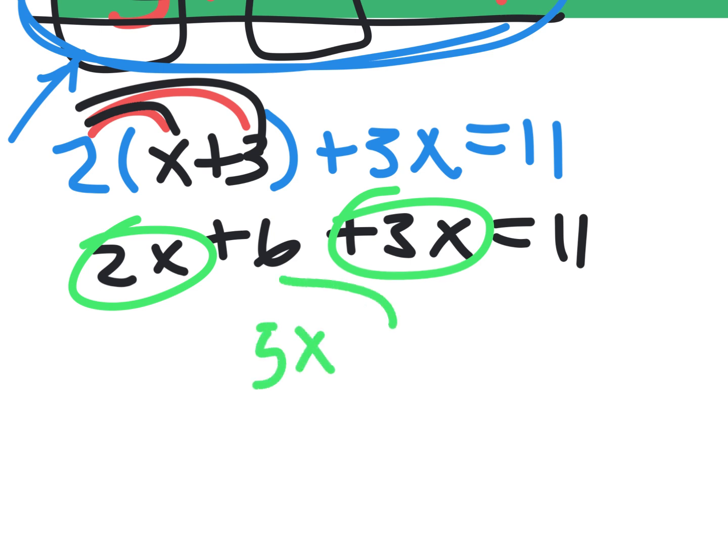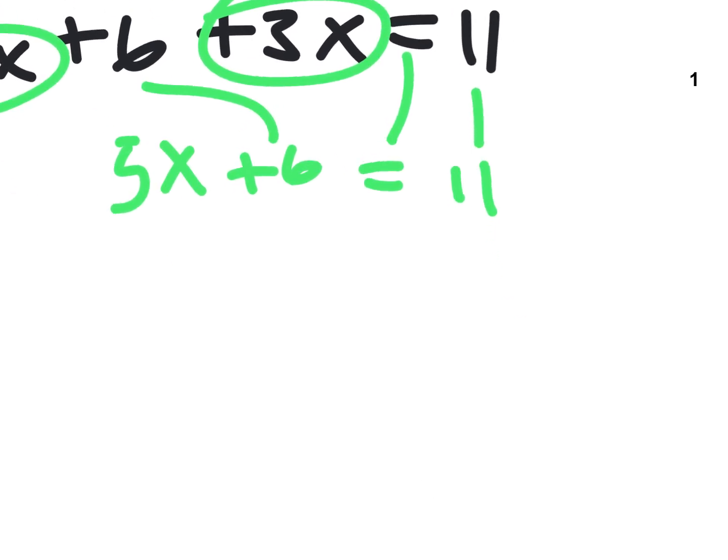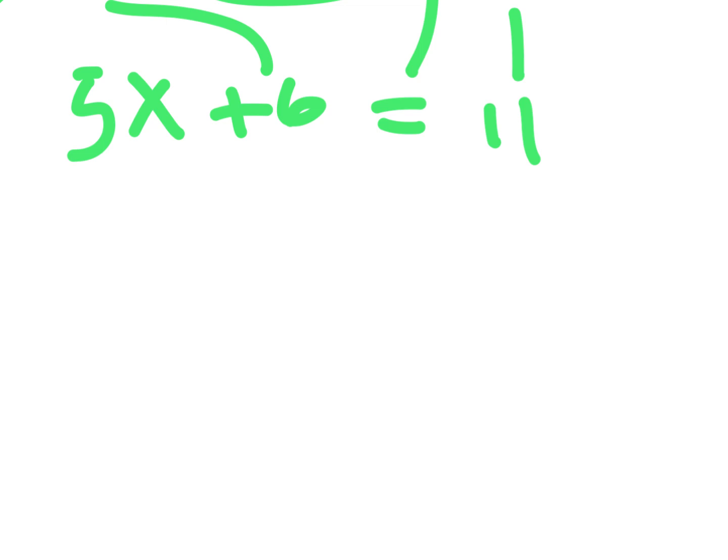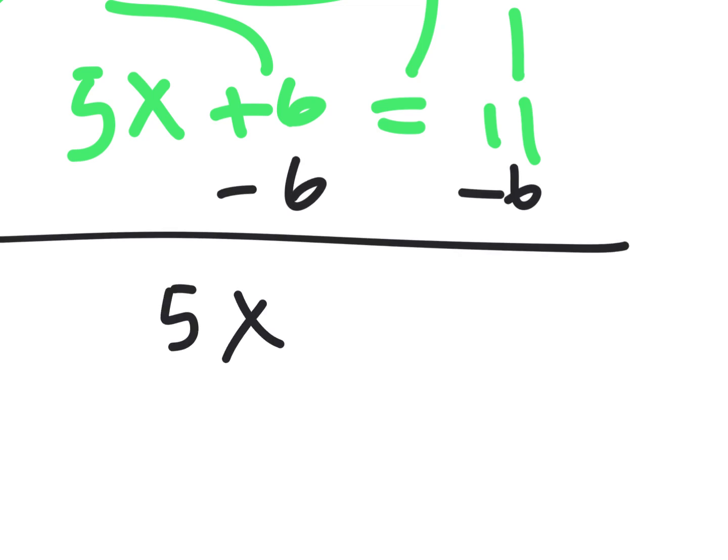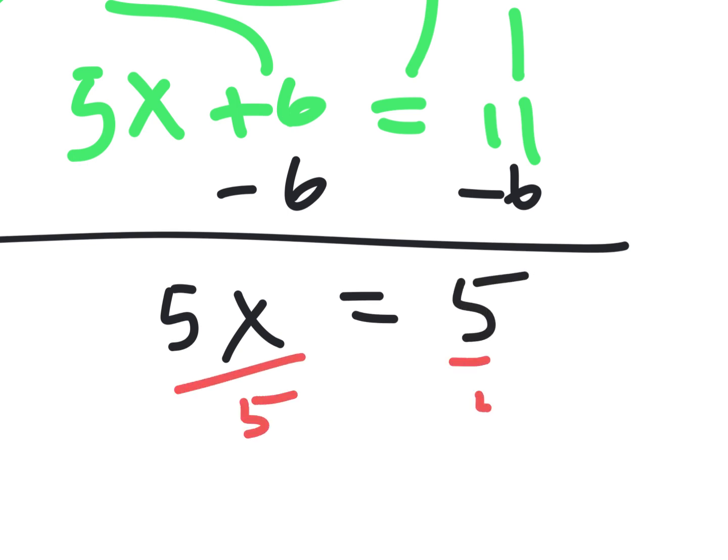And then I'm just copying. Plus 6 equals 11. What's next? Yep, nice. 5x equals 5. Divide by 5, divide by 5. X equals 1. Raise your hand if you had x equals 1. Sweet. Okay, is that actually the final answer though?